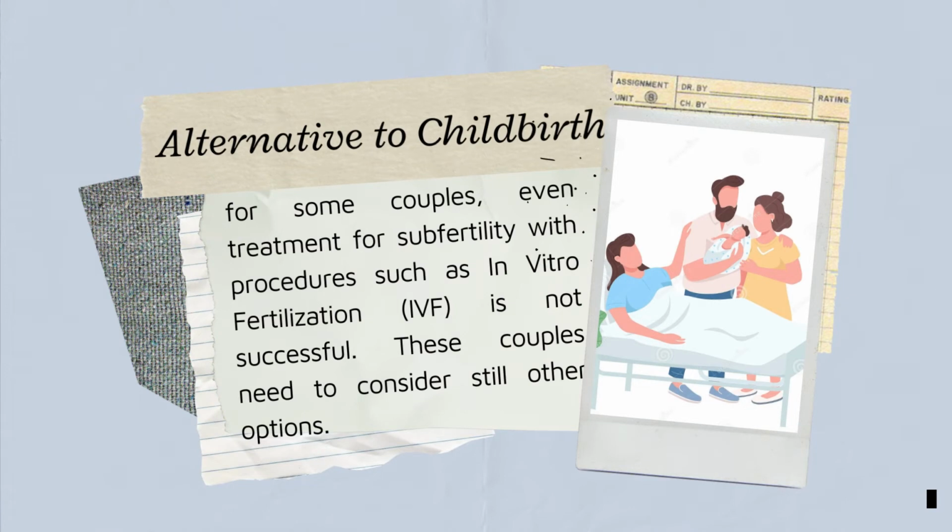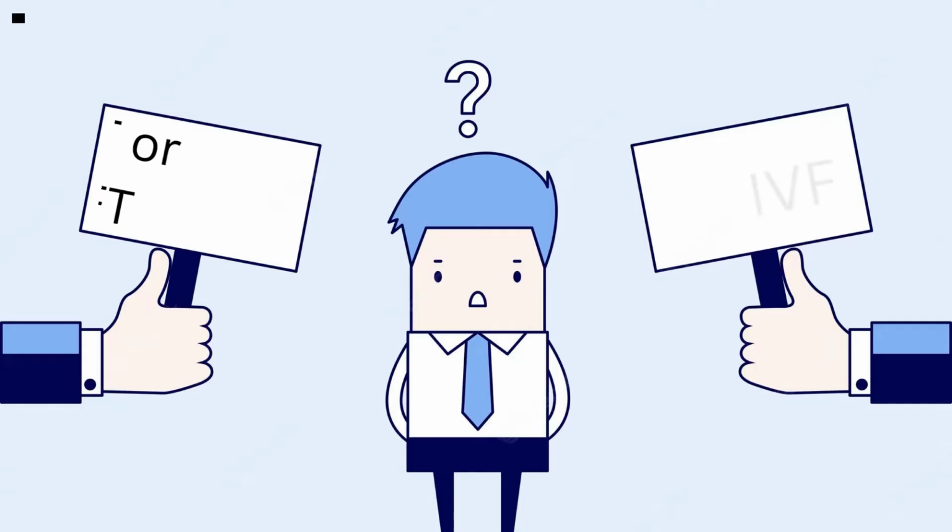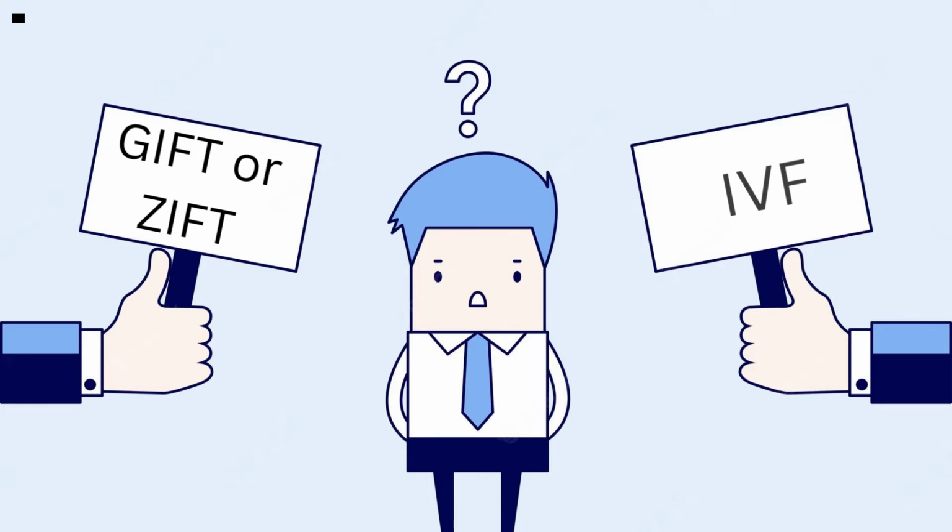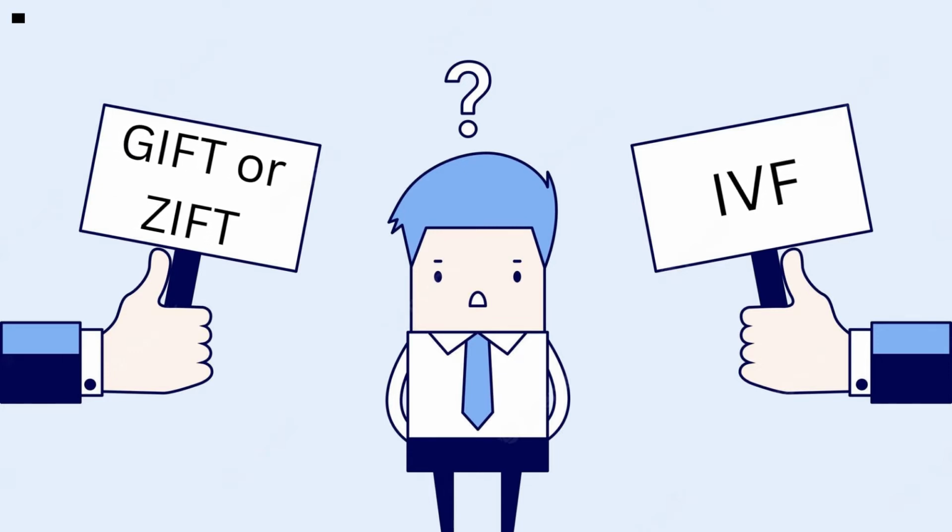Alternative to childbirth. For some couples, even treatment for subfertility with products such as IVF is not successful. These couples need to consider still other options. Alternative is alternate, which means meron kang pagpipilian or option sa paggawa ng baby. Pag sinabing IVF or in vitro fertilization, it is a process by which eggs are collected from the woman and joined in a laboratory with sperm collected in advance.